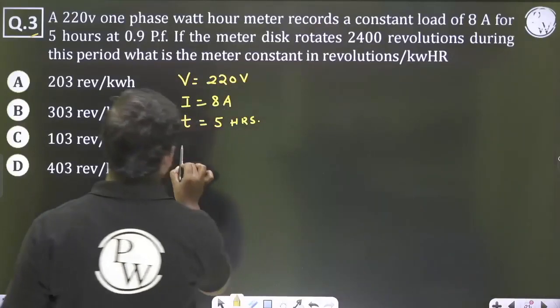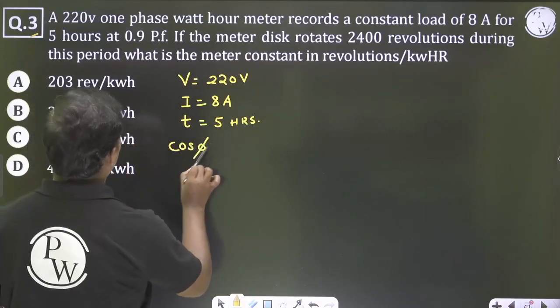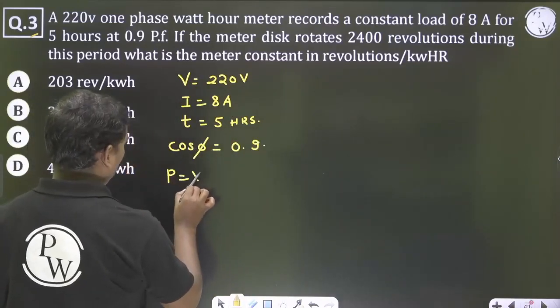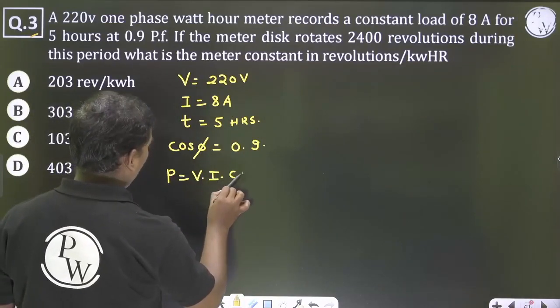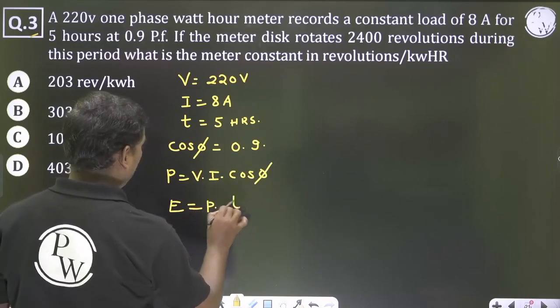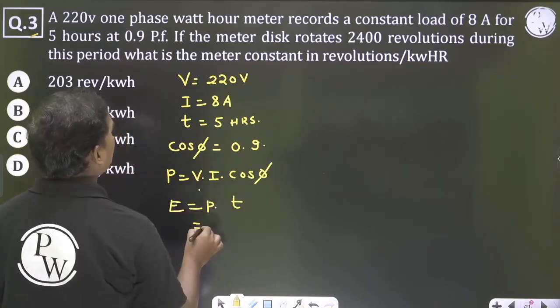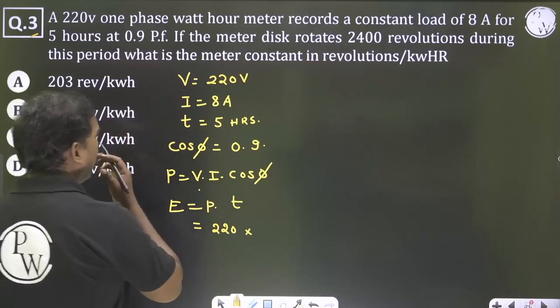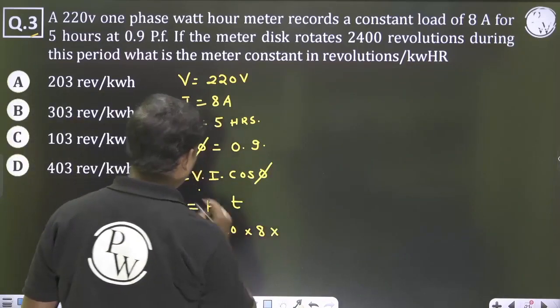Yeah. And the power factor cos phi is equal to 0.9. So first let me calculate the power. Power is equal to VI cos phi. Energy is equal to power into time. So V is equal to how much? 220. Current is how much? 8 amperes.